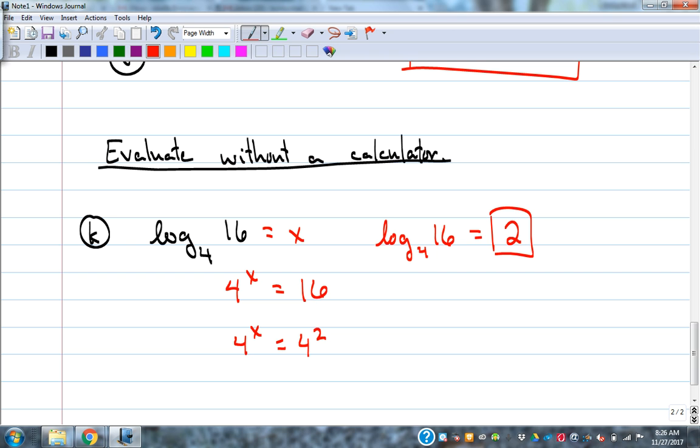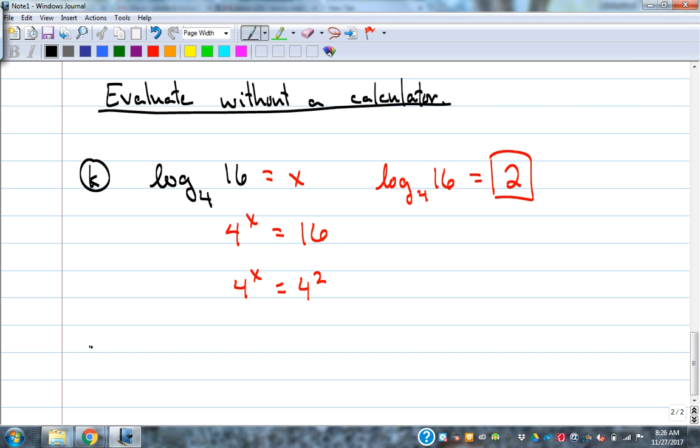It won't always be that direct, but it is that same idea. Let's go to one that's a little bit more difficult. Log base 2 of 32.